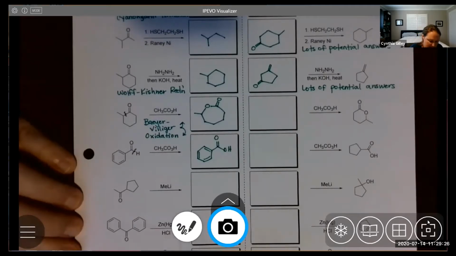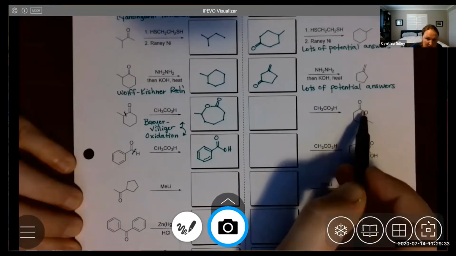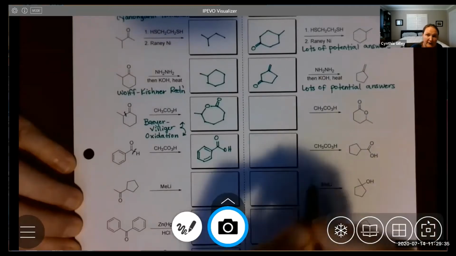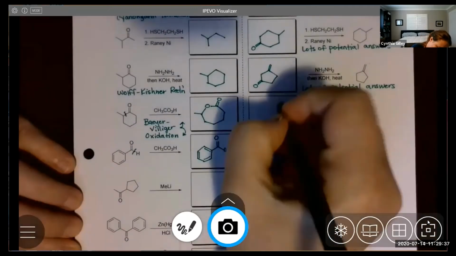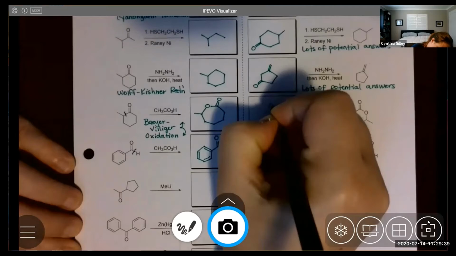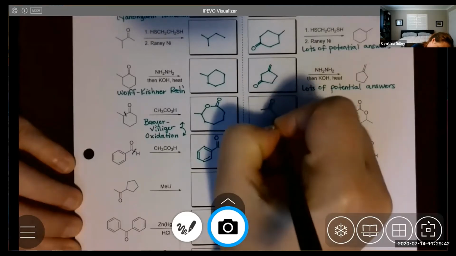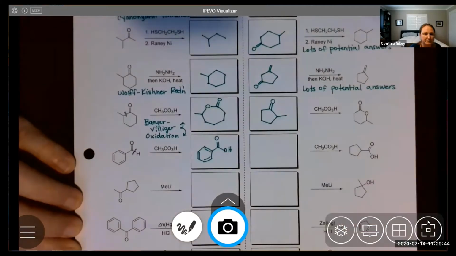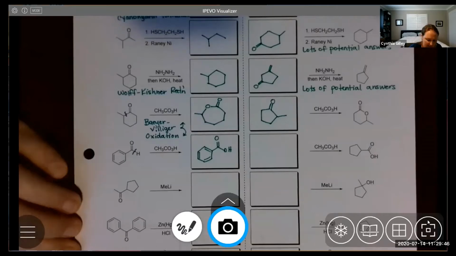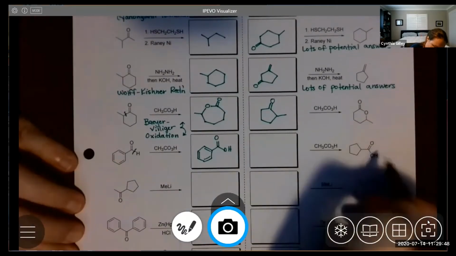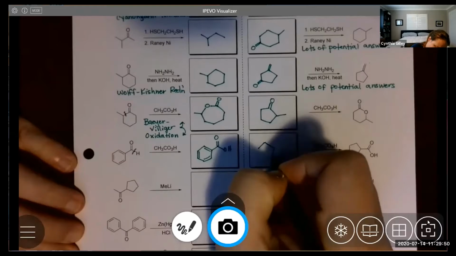So then thinking about the starting material over here, if this is a 6-membered ring, it came from a 5-membered ring. So we're going to go ahead and draw that 5-membered ring, methylene. And then if we had a carboxylic acid, that came from an aldehyde.